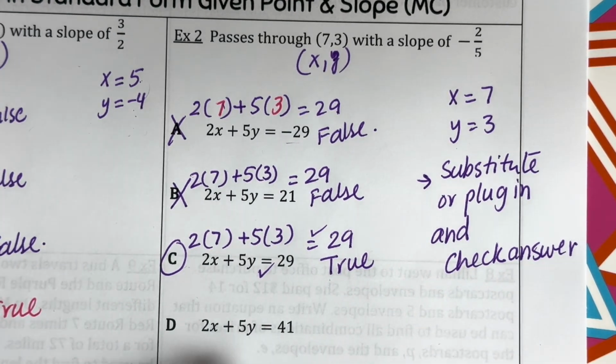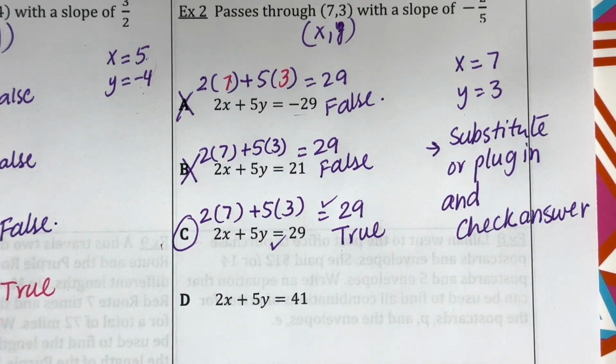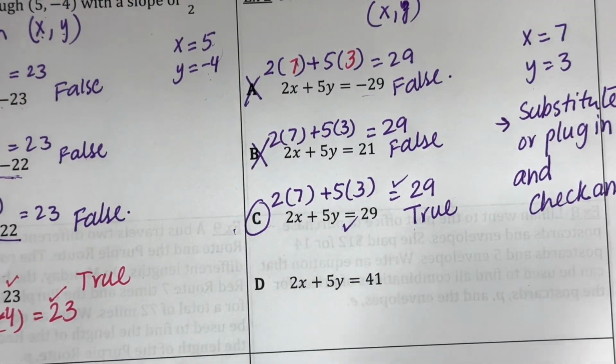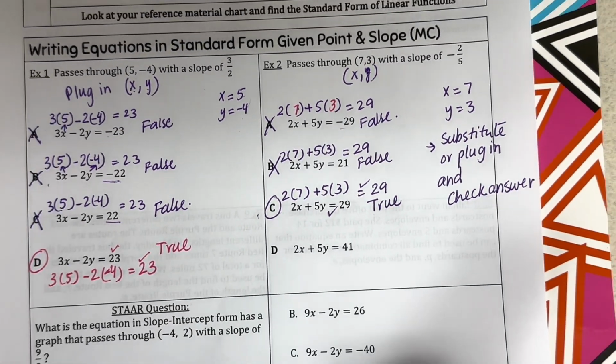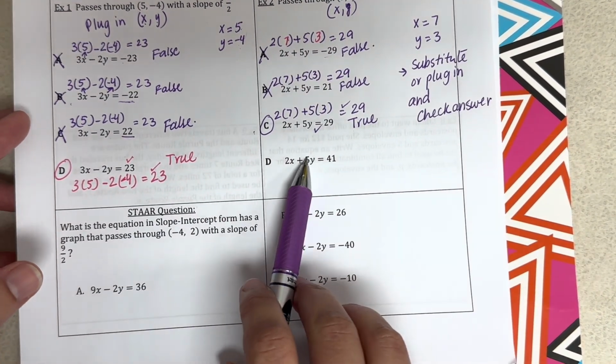You may check the next one, but I already have my answer, so C is my correct answer over here. So super easy, simple stuff. You can use this method for a lot of things. If you have x and y values, this works really well, especially with the standard forms.